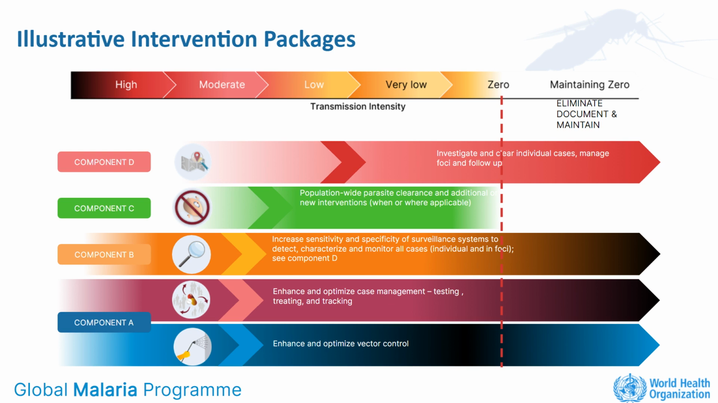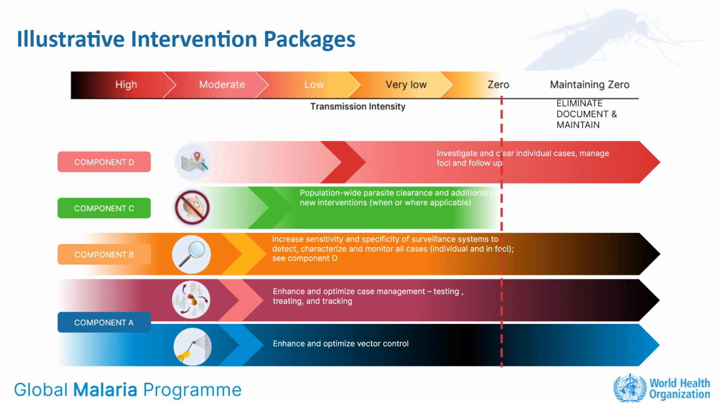The take-home messages from this slide are that there needs to be access to the core interventions of vector control and case management everywhere they are needed. Additionally, a sensitive and specific surveillance system is a fundamental component of every malaria program. Areas with low to moderate transmission can consider adding population-wide parasite clearance, i.e., mass drug administration, to rapidly decrease transmission to allow case-based surveillance to begin.